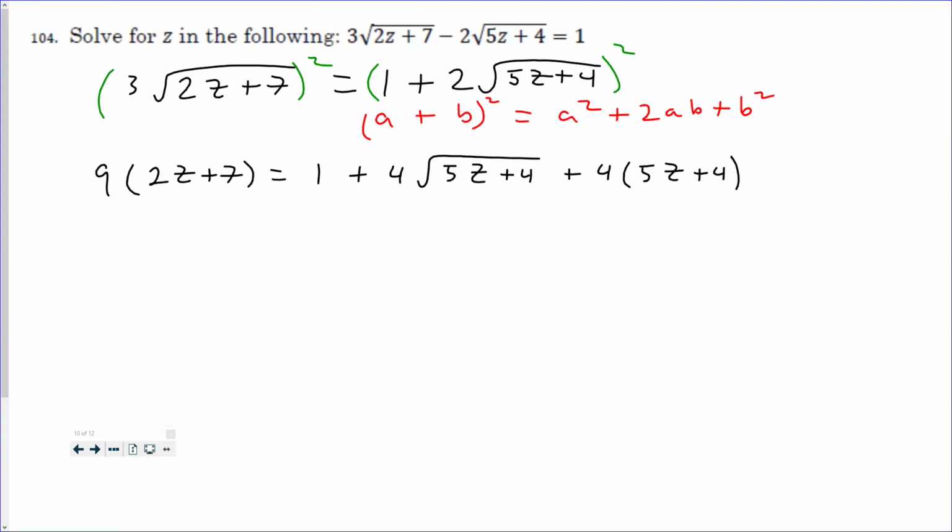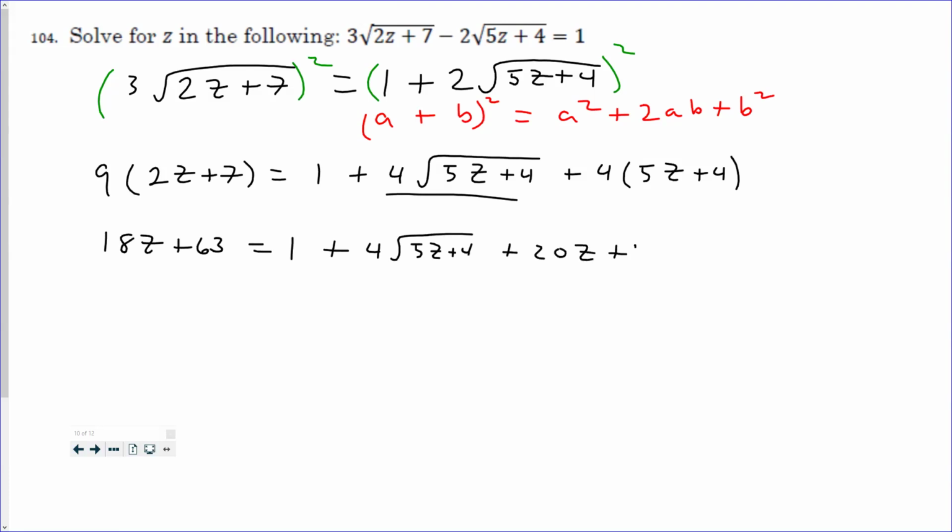Everyone with me? And now what we're going to do is I'm going to expand everything out, add like terms, and isolate this square root. So on the left side, we have 18z plus 63 equals 1 plus 4 times the square root of 5z plus 4 plus 20z plus 16. And then I'll move everything to the left side.